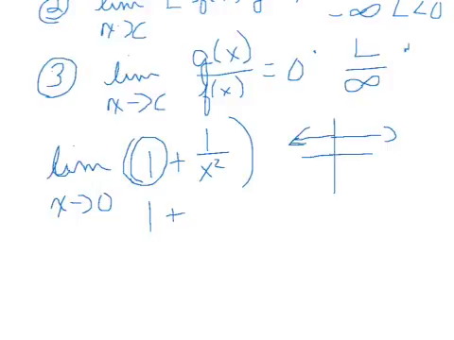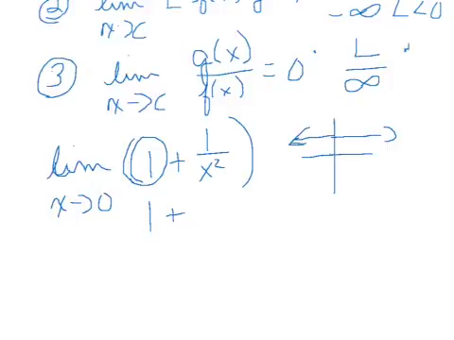We're taking the limit as x approaches 0 of 1 plus 1 over x squared. And that's going to be 1 plus... Now what's the limit as x approaches 0 of 1 over x squared? It does not exist.